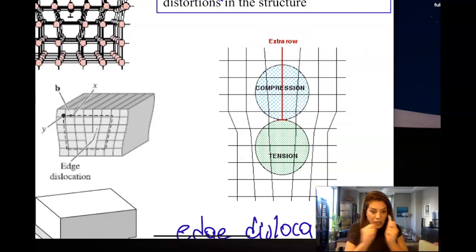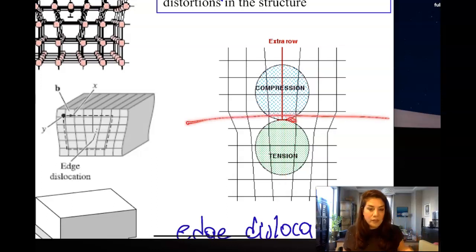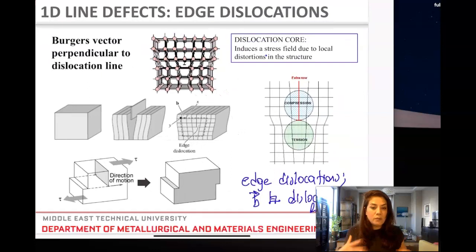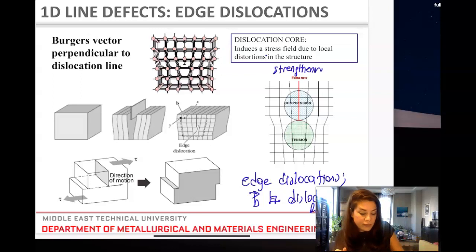Those are extra atoms. On the other hand, where I have these dislocation lines, below that slip plane I have that tension. Okay, so this compression and tension will be very important when we're talking about the strengthening mechanisms in chapter 7, after we talk about the mechanical properties. Just keep it in mind.